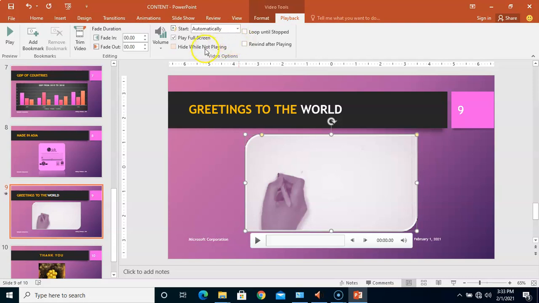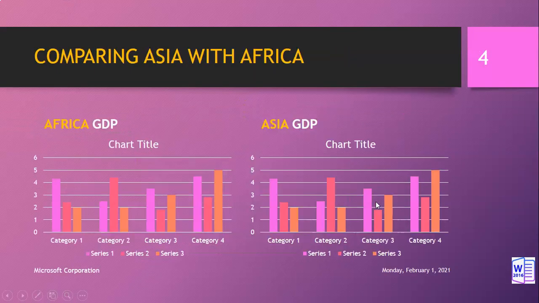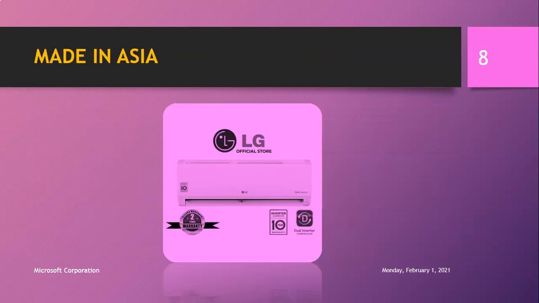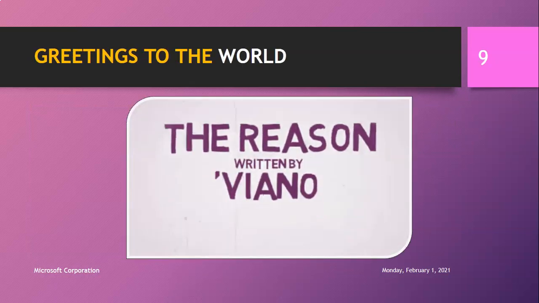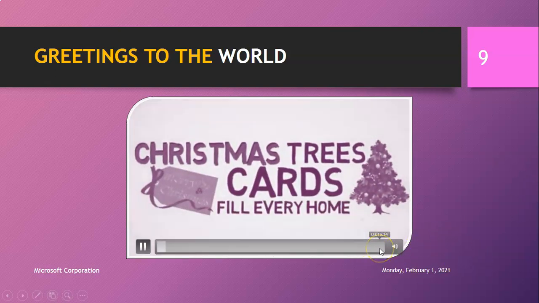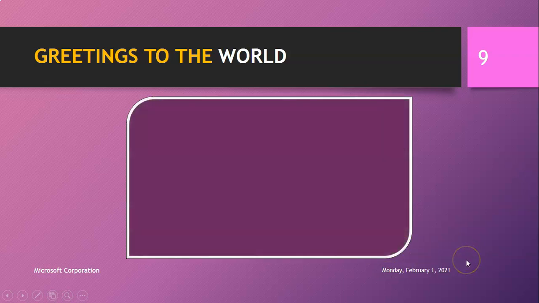Let me also use hide while not playing for you. I'm going to remove full screen for you to see the effect properly. It's going to play automatically, but let's start now, not full screen, for you to see the effect of that. Look at this. Can you see that automatically? Christmas trees, Christmas cards. I can come here now to fast forward this because it's a bit long.